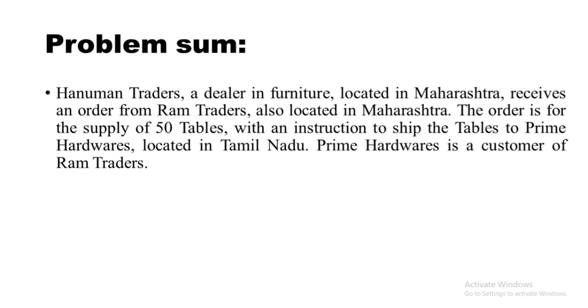So now the rule is whenever there are three parties involved, you have the supplier, you have the recipient, and then there is a third party who actually gives an order to supply the goods to the recipient's location. In that case, the third party's location becomes your place of supply. So in our case, Ram Traders, who was located in Maharashtra, had given an order to Hanuman Traders to supply goods to Prime Hardware, so his location will become your place of supply. The answer will be Maharashtra, because Ram Traders was the third person, and as per the rule, the third person's location becomes the place of supply.